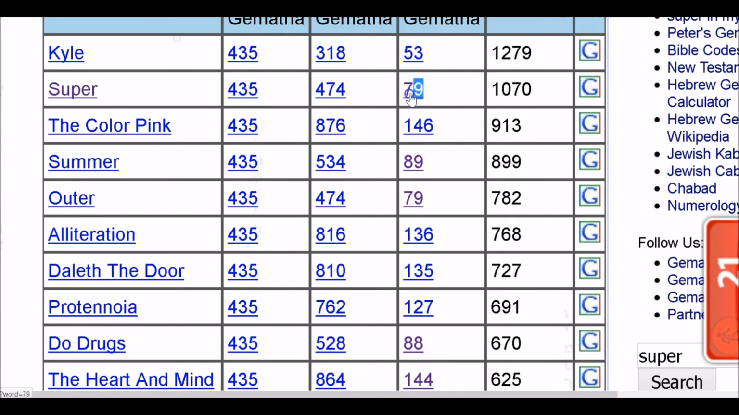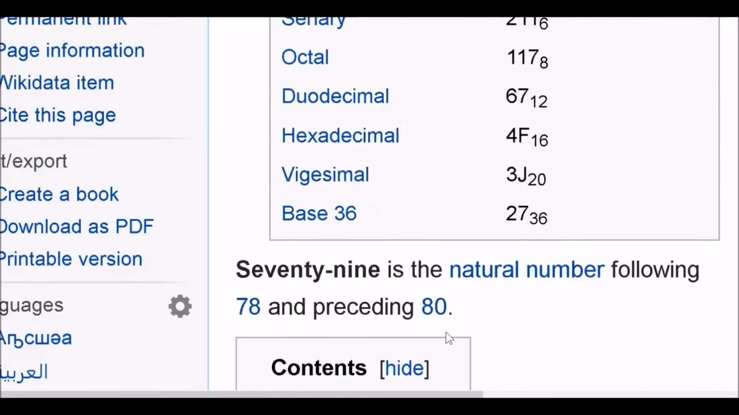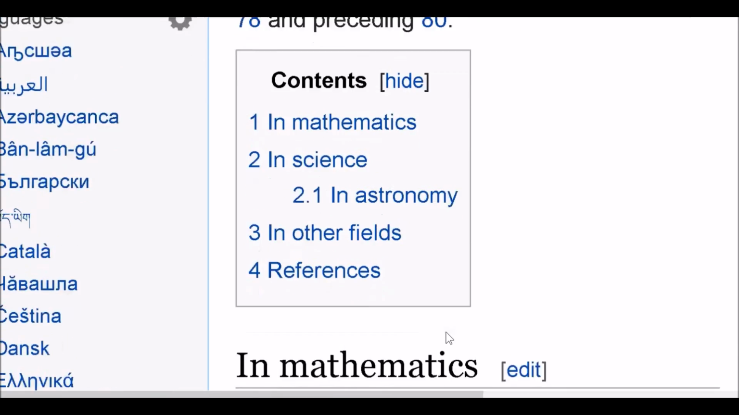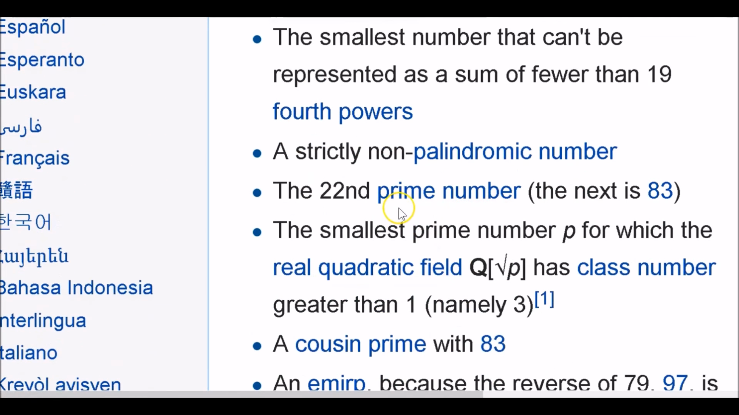This number, let me just show you. This number is the 22nd prime. So I didn't know this before today, so this is good. The next one is 38. This is the gateway number we just talked about. But the 22nd prime is important.